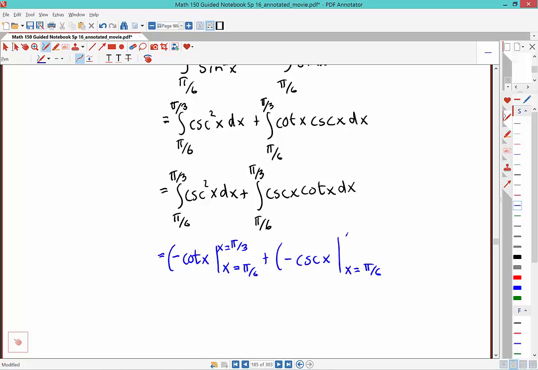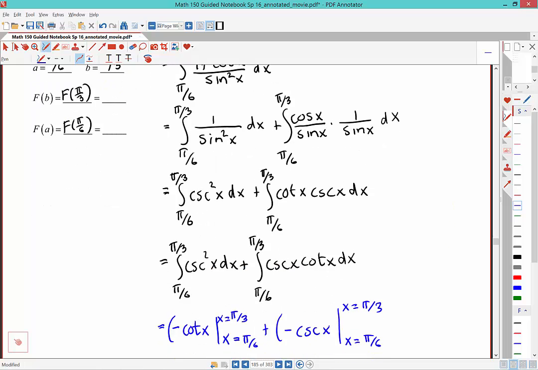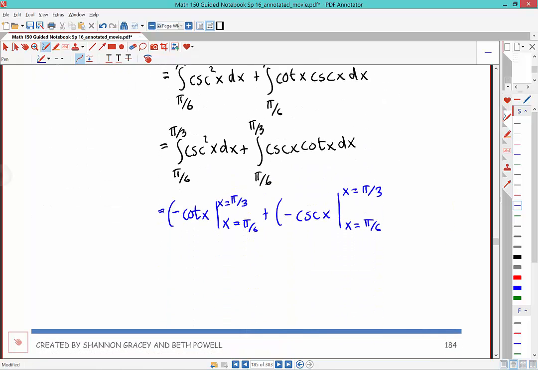So now the first one will be negative cotangent at pi over 3 minus negative cotangent at pi over 6. So that's the first definite integral. And then this will be plus negative cosecant at pi over 6 minus negative cosecant at pi over 3.